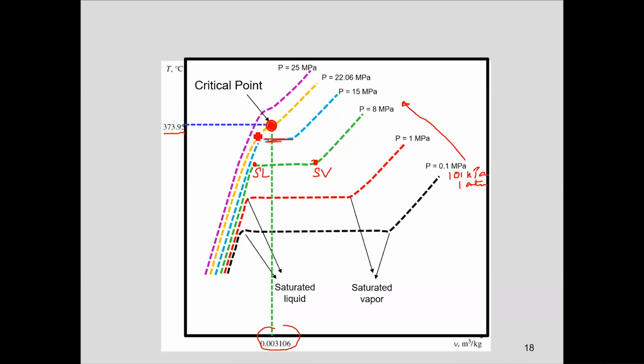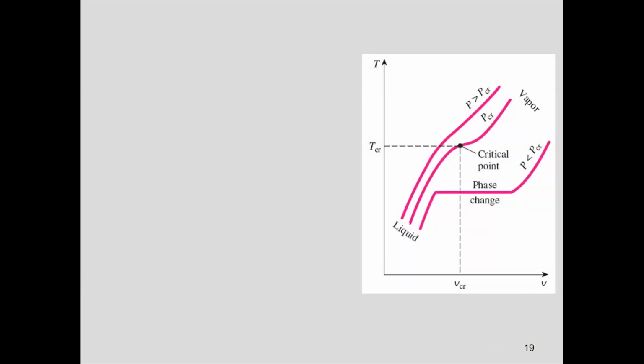Let's say this line. For this line, below the critical temperatures, you would have compressed liquid, and above this temperature, for this purple line, you would have superheated vapor phase. Clear? Yes, sir. All right.